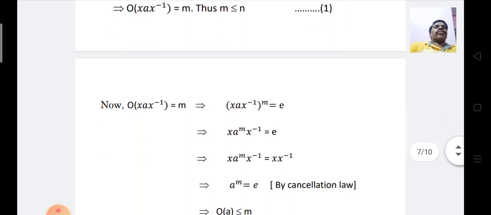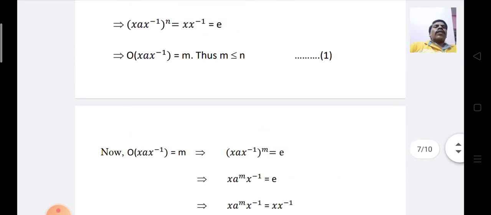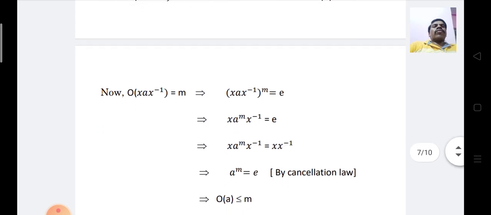We take this as equation number 1. Sorry, here order of a is equal to n. Thus m is less than or equal to n.